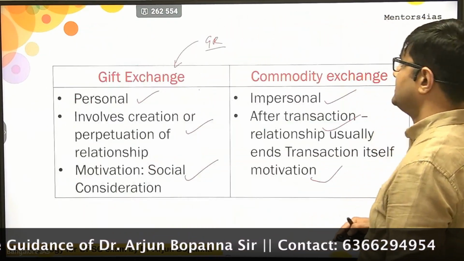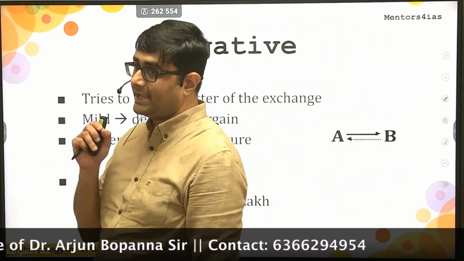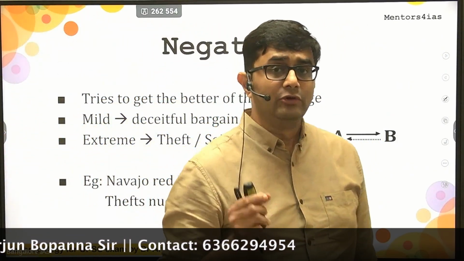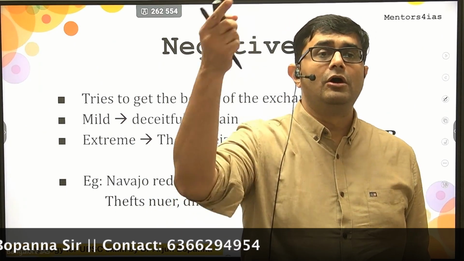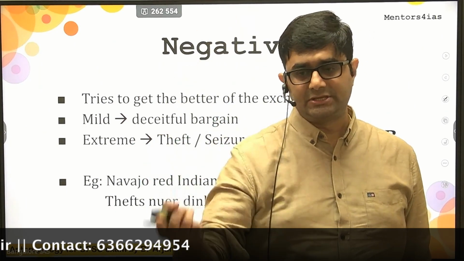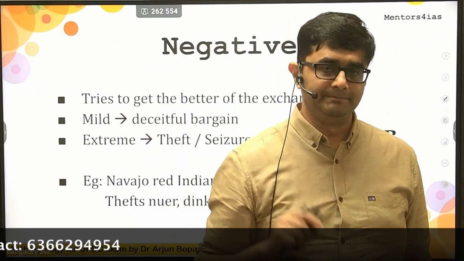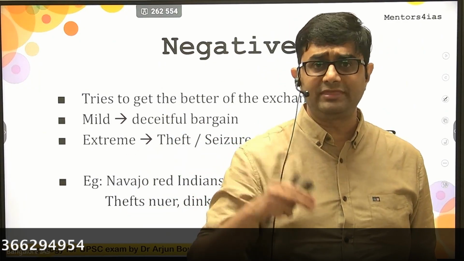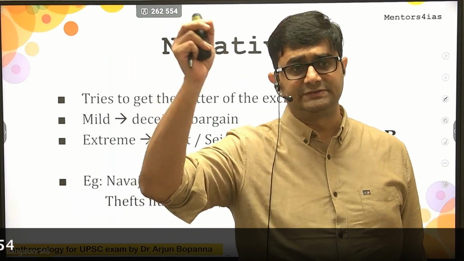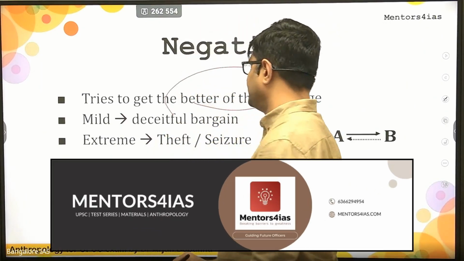So this is balanced. The third type of reciprocity is negative reciprocity. As the name itself suggests, it is negative. That means you try to get the better of the transaction. A and B transact with each other, but you make sure that you get the better of B. It can also include theft. When somebody steals from another person, it is called negative reciprocity.